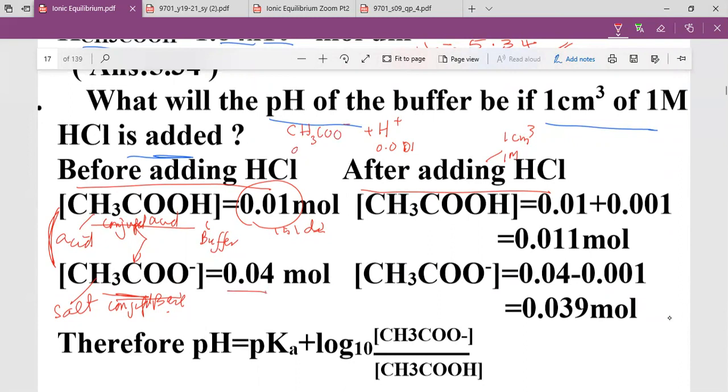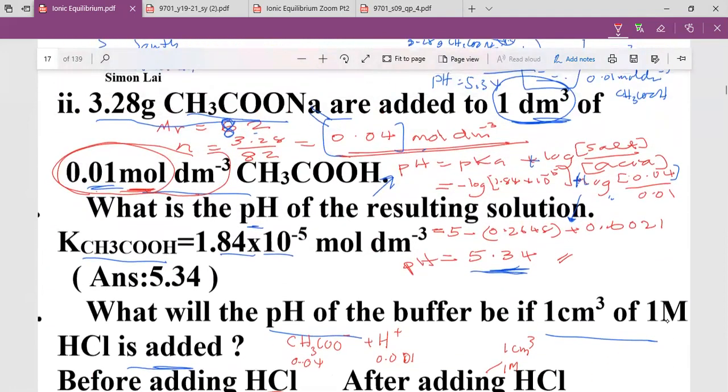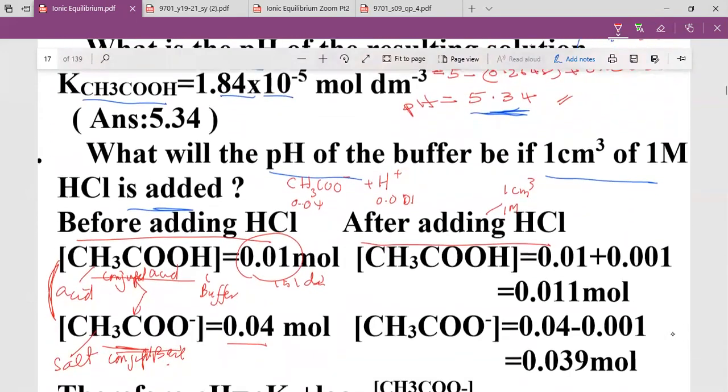Originally here was 0.04. Why 0.04? So they come and they will react, 0.04 and 0.01. It will form, of course, your ethanoic acid. It will come to take away the H plus. How much formed? 0.01. So how much is left behind? It will be 0.04 minus 0.01. How much is it? 0.03.